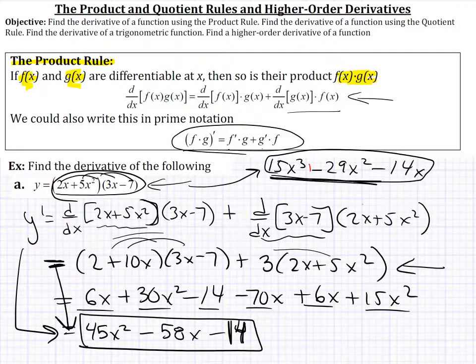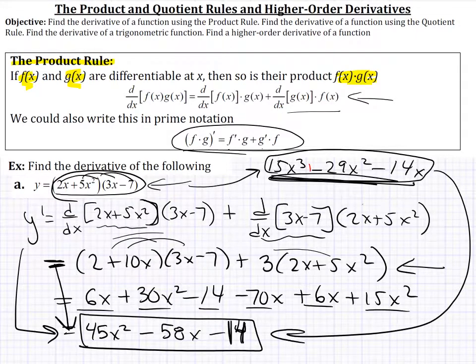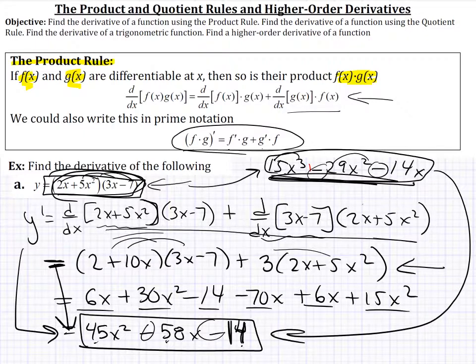Then took the derivative of this. Using what we know about polynomials, you would have arrived at this answer just as well. 3 times 15 would be 45, x squared. 2 times 29 would be 58, x to the first. And this will just give you 14. Negative, obviously negative here and here. So you don't necessarily need the product rule for this problem, but you could apply the product rule and still get the same answer.